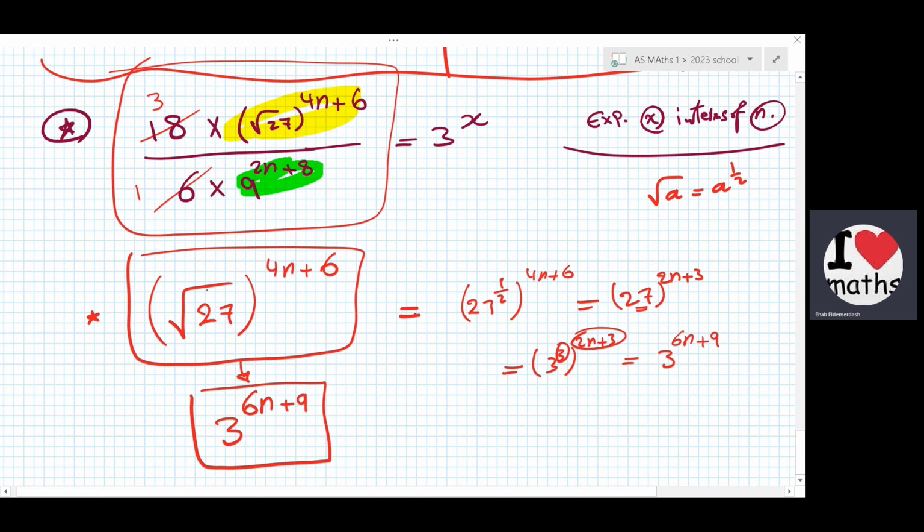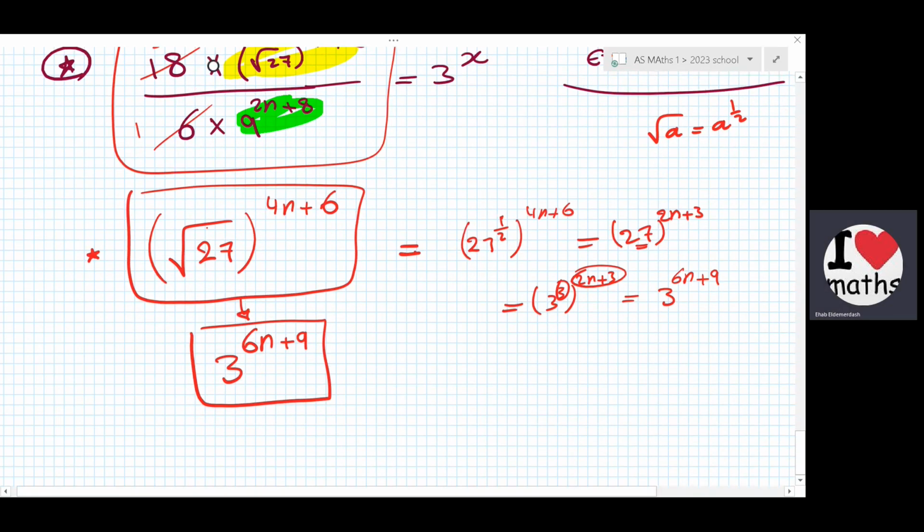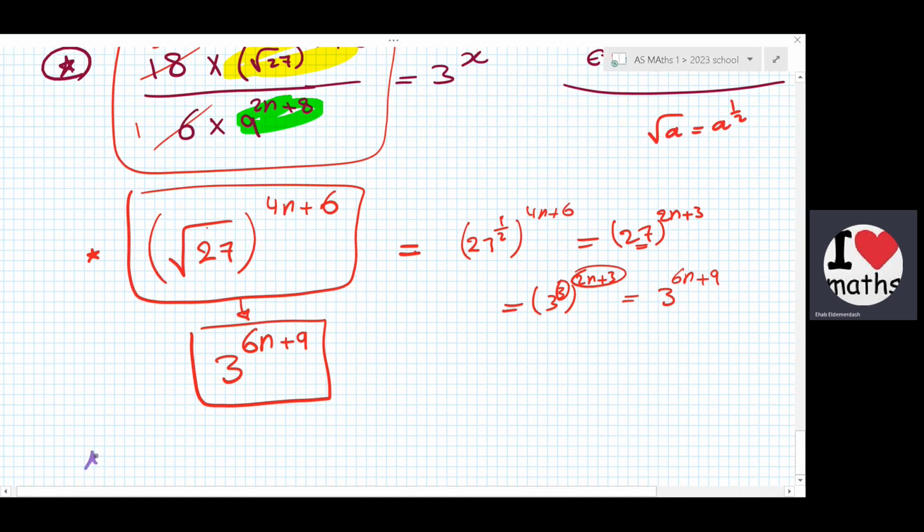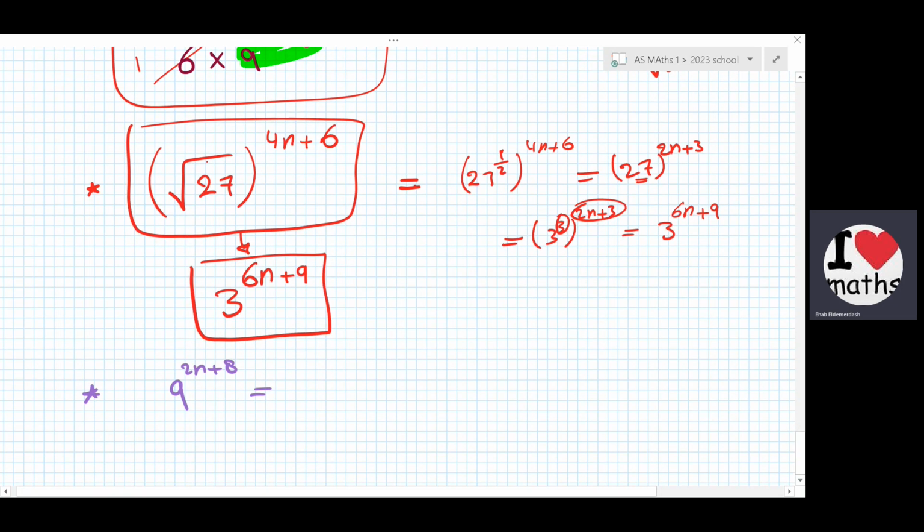What is the next problem? Who has the next problem? The one with the 9, right? Let's deal with the 9 to the power of... Next question, we have 9 with the power 2n plus 8. Actually, it is not a big problem, because the 9 I can write as 3 to the power of 2, right? So it's 3 to the power of 2, all to the power of 2n plus 8.